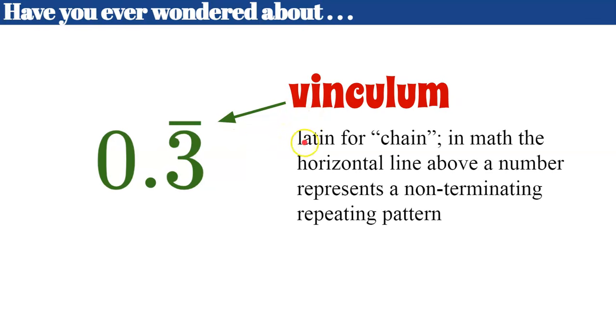Vinculum is Latin for chain. So in math, this horizontal line above a number represents that it's a non-terminating but a repeating pattern. So remember, a repeating pattern in a decimal makes it rational. So that's why it's important to understand. So this vinculum, or this repeating sign, as most of my students refer to it, and I'm more than happy to hear that, just means that this represents an infinite amount of threes going on for an infinite amount of time. It never stops.